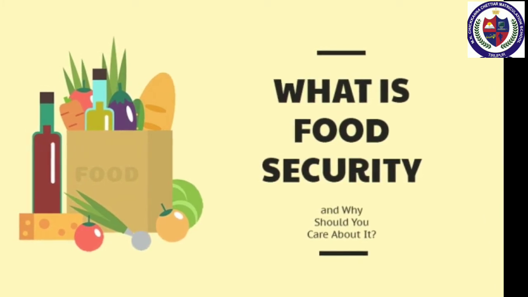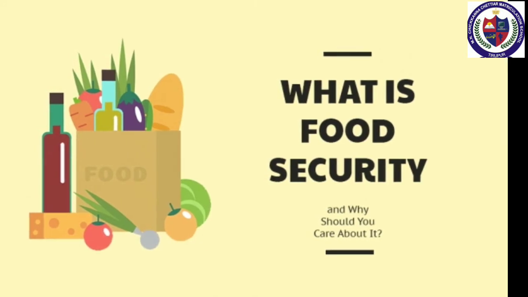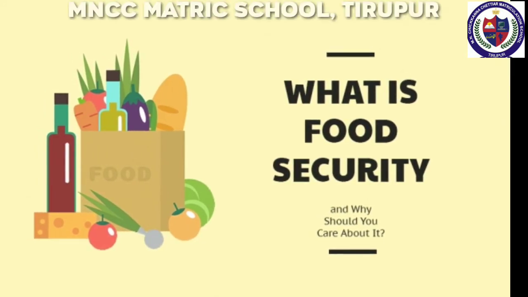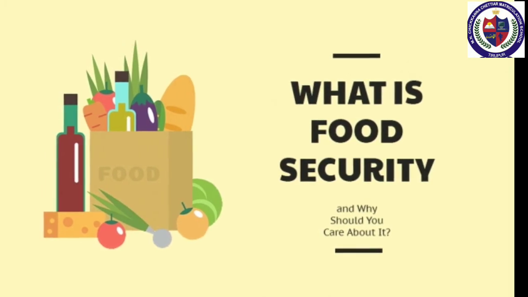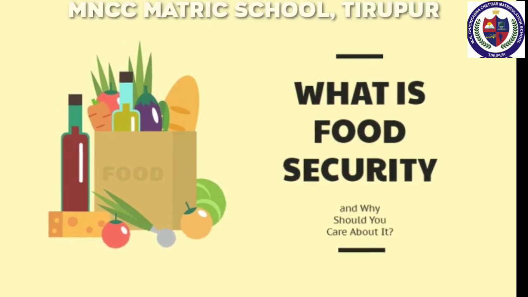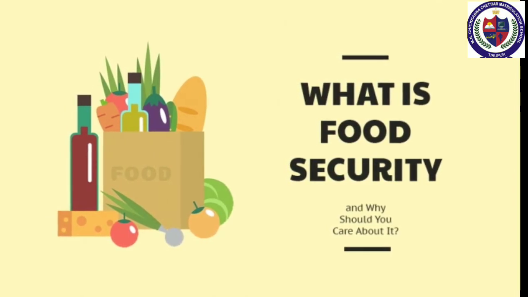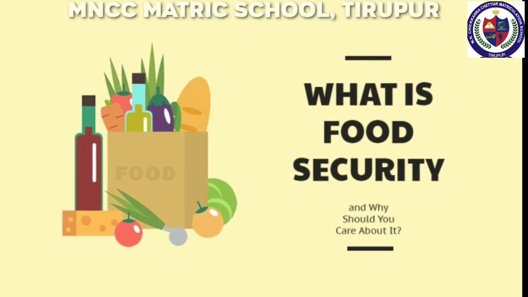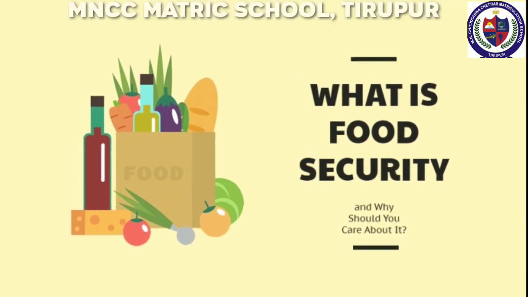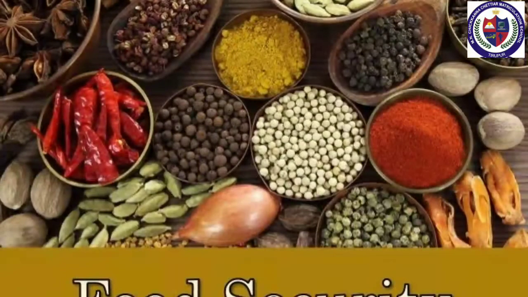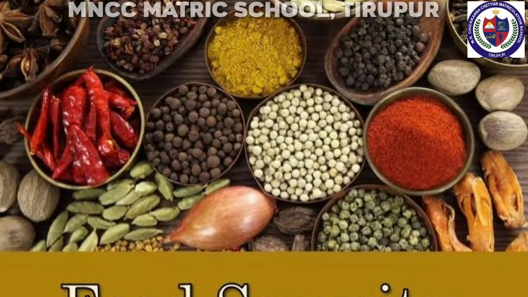What is food security? The United Nations Food and Agricultural Organization defines food security as follows. Food security exists when all people at all times have physical, social, and economic access to sufficient, safe, and nutritious food which meets their dietary needs and food preferences for an active and healthy life.